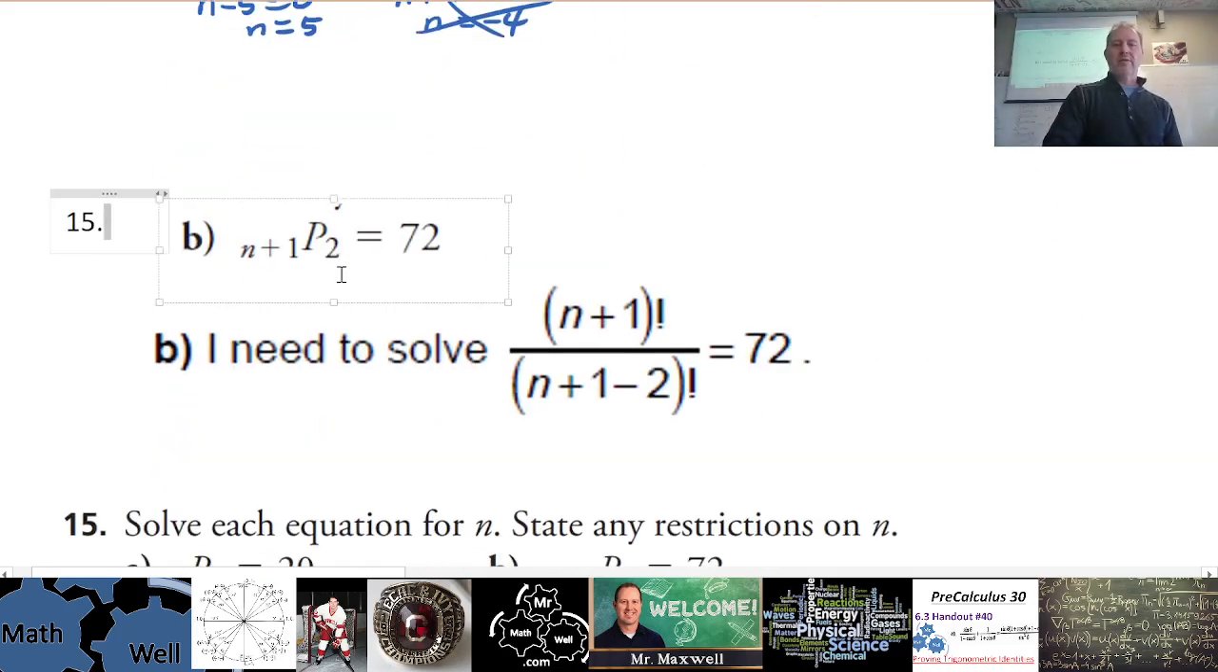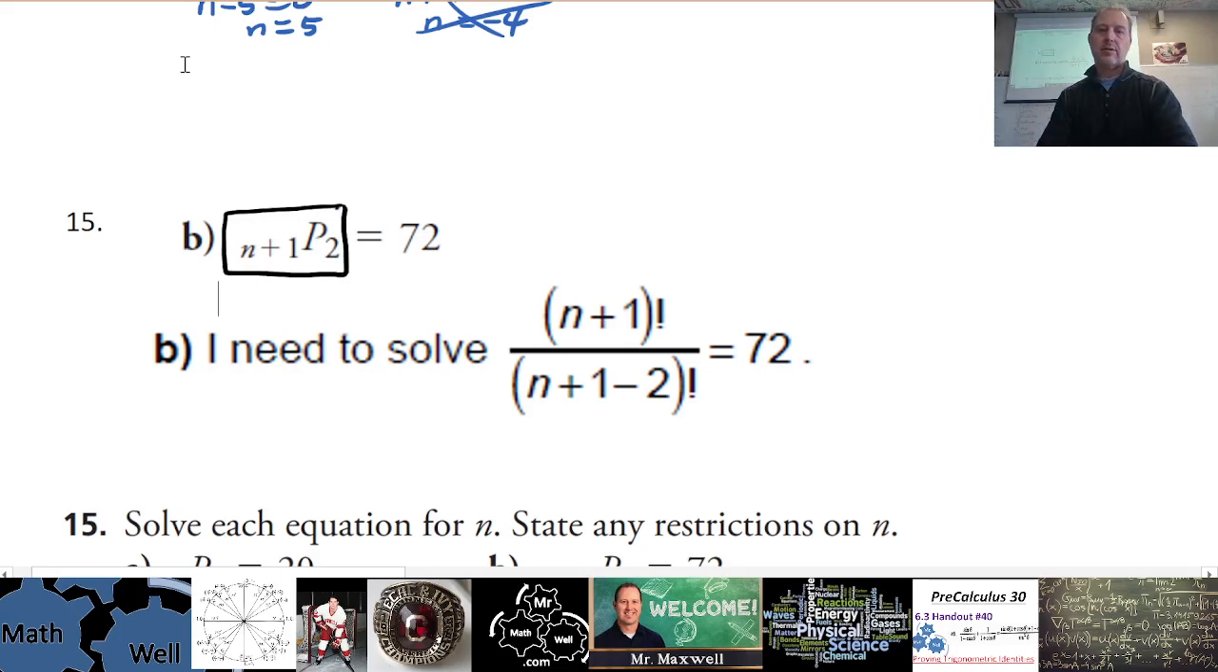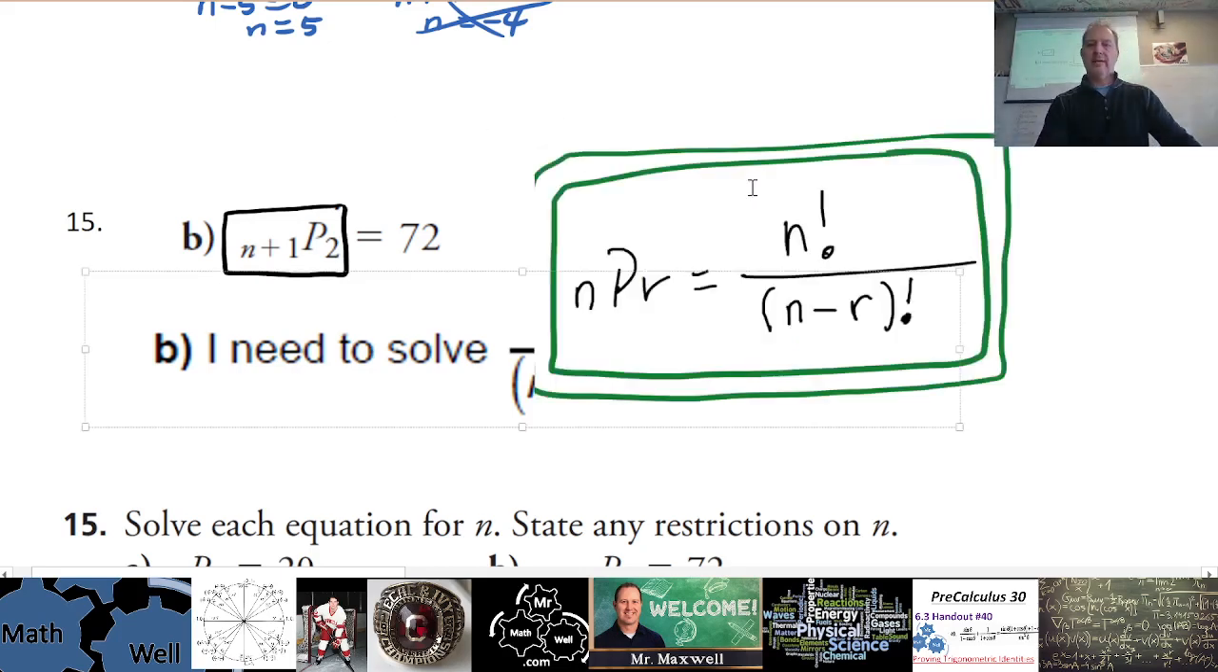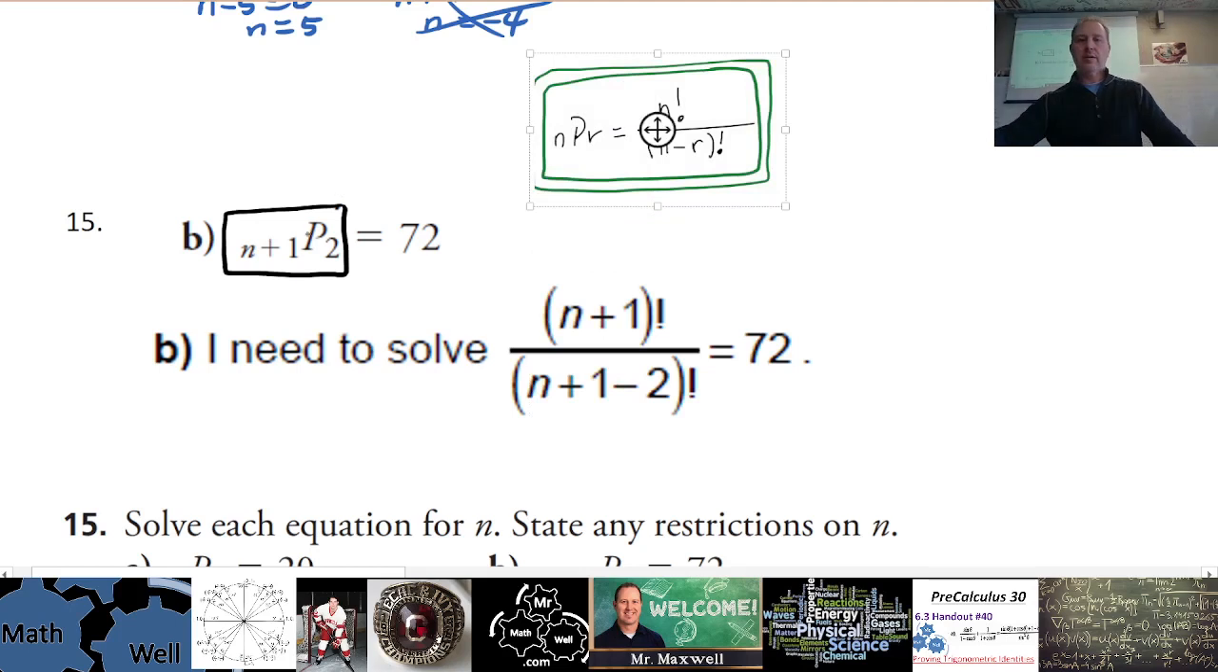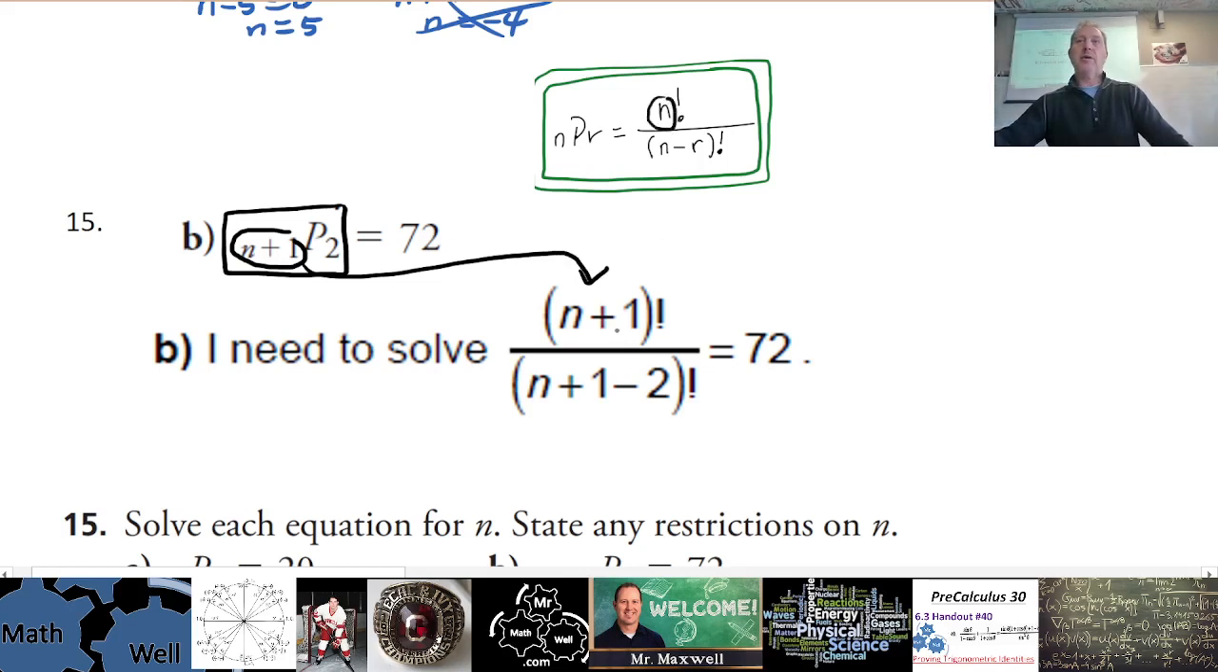15b, this is the question for 15b right here. You have (n plus 1) P 2 equals 72. Simplifying this side is going to require us, again, to know what that formula is. Let me just shrink that down a bit. So there's the formula, and I want to plug values in. The n is actually n plus 1 in this question, so I'm going to put n plus 1 where you see n. And on the bottom, I need to have n minus r, or n plus 1 minus 2.